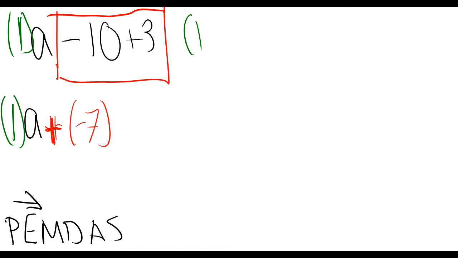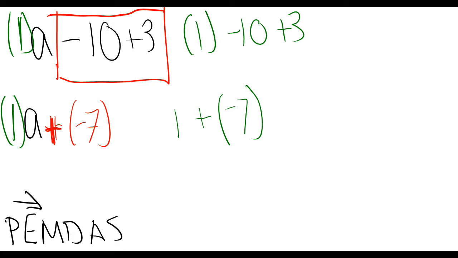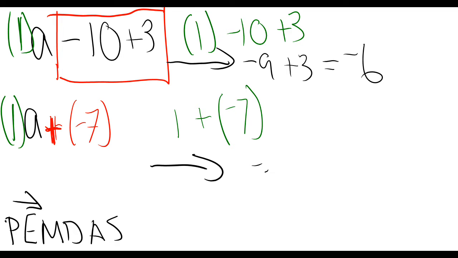Alright, so 1 minus 10 plus 3. And 1 plus a negative 7. Alright, so moving left to right, 1 minus 10, negative 9, plus 3 is going to be negative 6. Alright, so what's 1 plus negative 7? Equals negative 6. So your simplification here, a plus a negative 7, is correct because you get the same outcome.